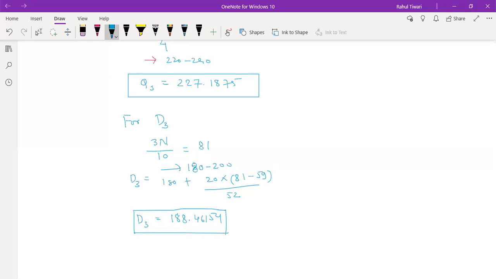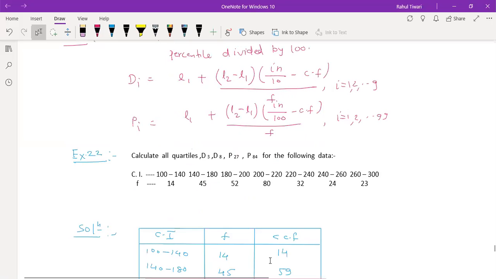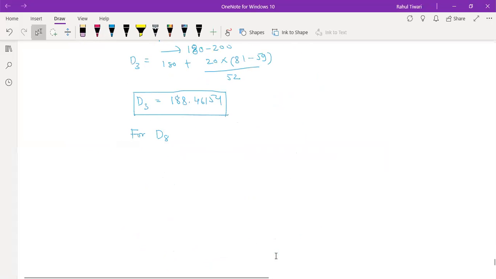Yes, anyone calculated the next part, D8 I think? Is it D8? Yeah, D8. Yes, anyone calculated?